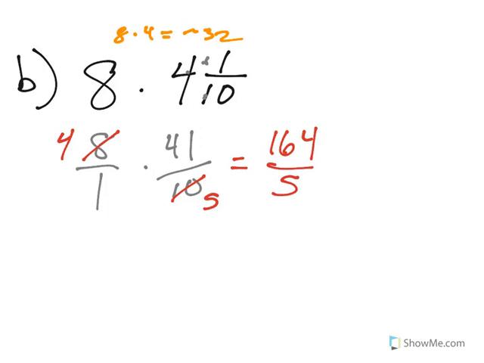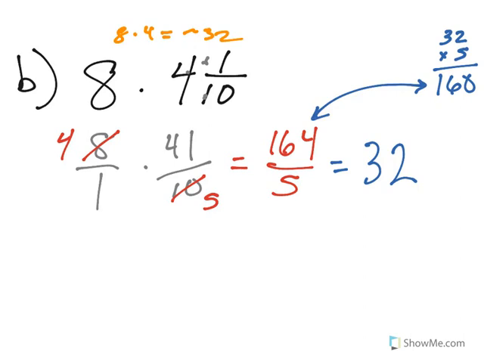Now when I'm looking at this, how many times does 5 go into 164? And that answer is 32 whole times. So 32 times 5 gives me 160. Comparing 164 to 160, how many do I have left over? 4. So my answer is 32 4/5. Is that close to 32? Yes, I'm in the right ballpark, so I'm good.